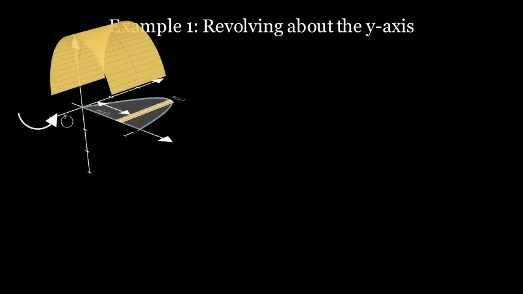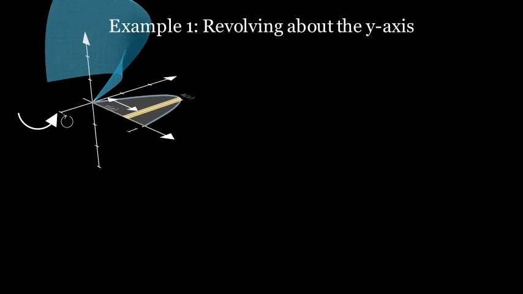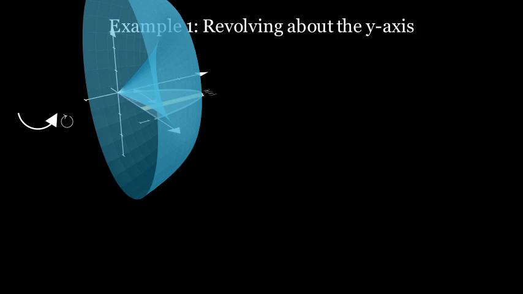Picture that thin slice as a hollow cylindrical shell. If we spin just this one sliver all the way around the y-axis, it sweeps out a thin tube, with circumference 2 pi r of x, and height h of x. Adding up infinitely many of these thin shells from the y-axis out to x equals 1 sweeps out the entire solid.